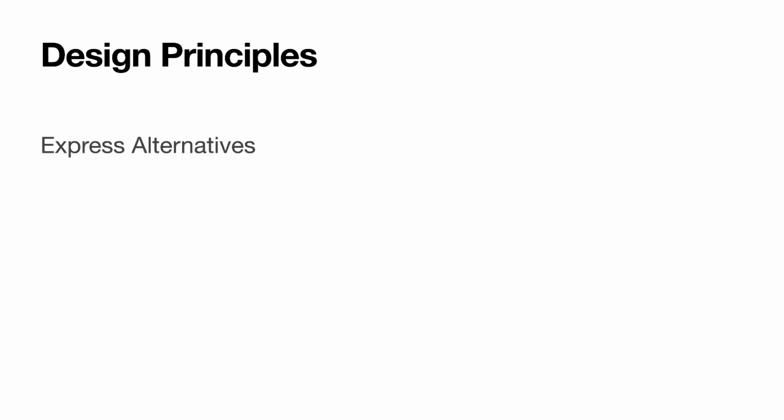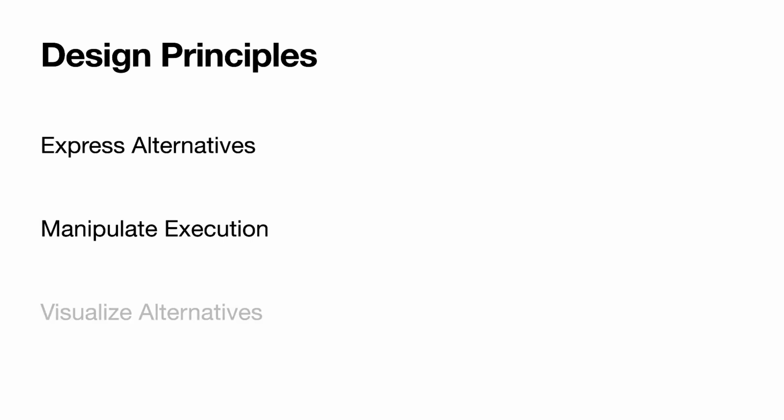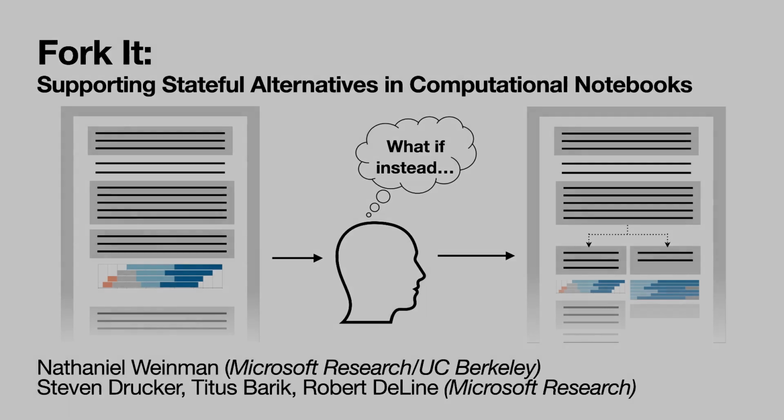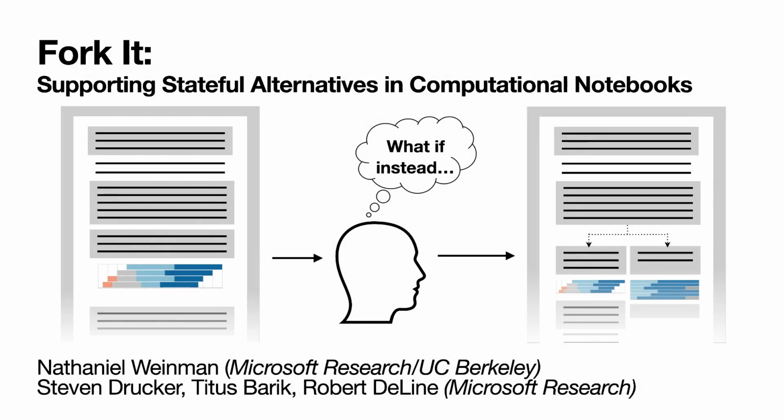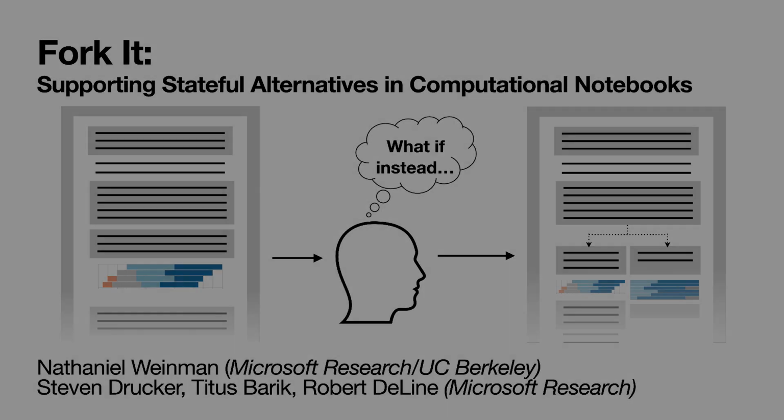First, the tool should allow data scientists to easily express alternatives and decision points. Second, the tool should allow data scientists to navigate execution history, easily returning to previous states. Finally, the tool should make it easy to visualize and compare alternatives, such as the performance between different models. This paper introduces a new tool to help data scientists more directly express and navigate decision points in a single notebook. The tool supports forking, or creating a new interpreter session, and backtracking, or navigating through previous execution states.